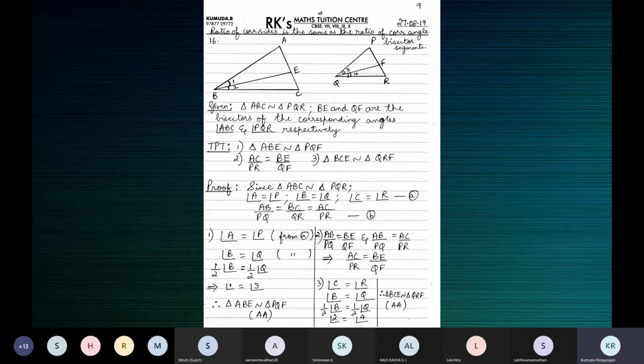So the whole triangle is similar. So immediately write down this. When the triangles are similar, corresponding angles are equal and corresponding sides are proportional. This is the proof for the first one.